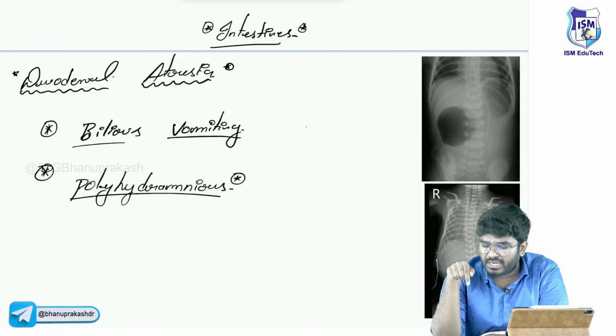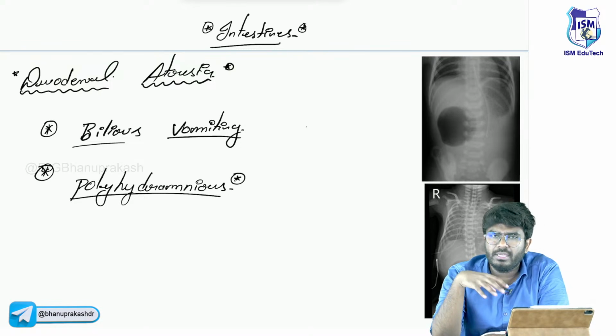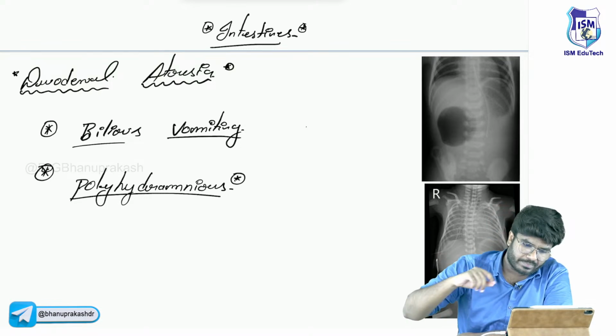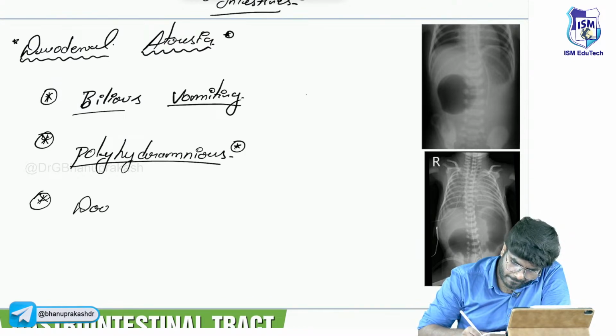But as this baby has duodenal atresia, do you think the baby is going to swallow the amniotic fluid? No. So the mother is going to show polyhydramnios because there is a duodenal atresia in the baby. And what else on X-ray? Whenever you take the X-ray, there is the double bubble sign.